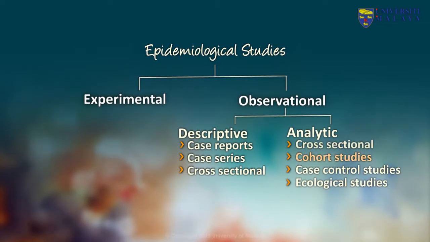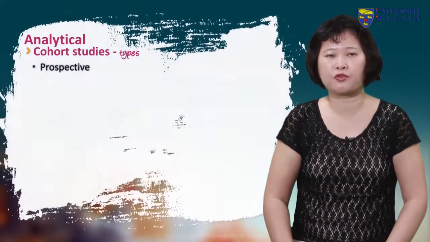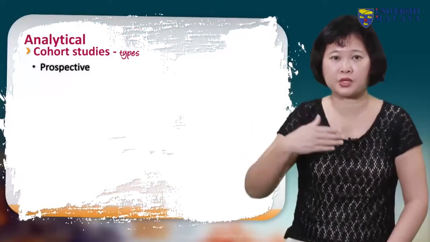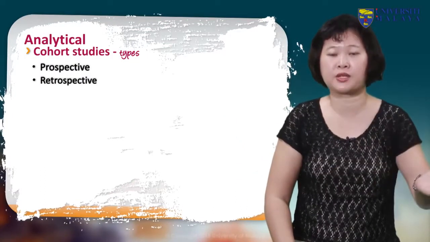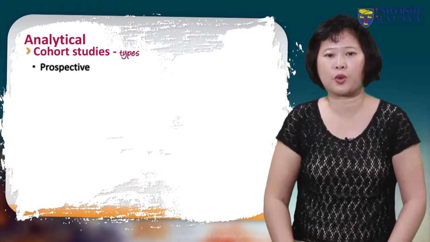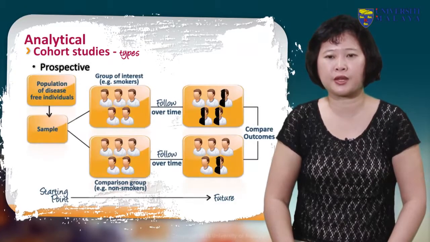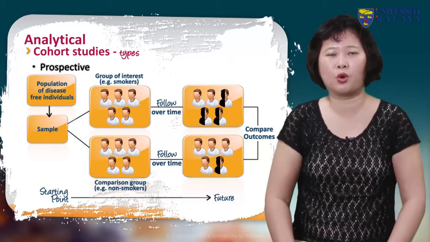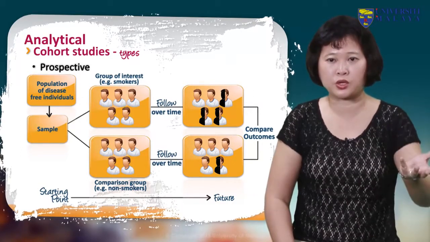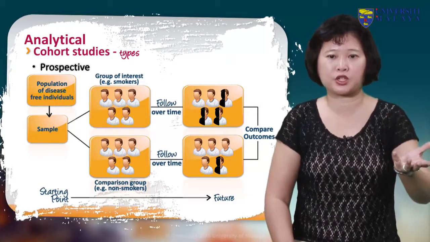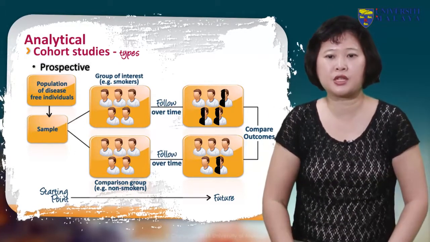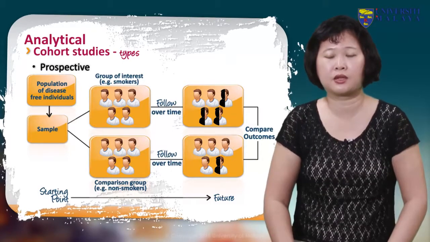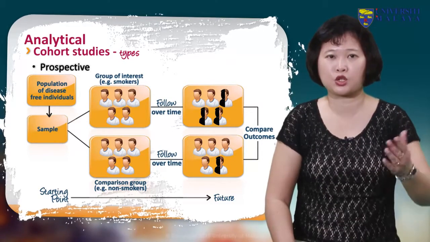Let's move on to cohort studies. Cohort studies can either be performed prospectively, which means forward in time, or retrospectively, which means backward in time. A prospective cohort study is when a group of subjects are followed over time. In this example, both the exposed, which are the smokers, and the non-exposed population, the non-smokers, are identified. The rates of disease occurrence, which is lung cancer, in the two groups are measured as shown on the slide.